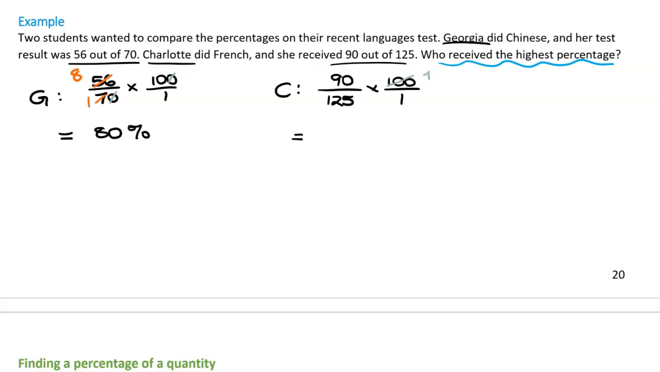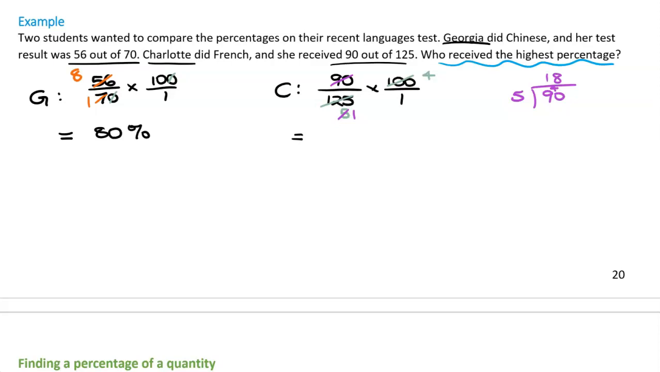25 goes into 100 4 times, and it goes into 125 5 times. Can't cancel anything else. No, I take that back. Yes, we can. 5 goes into 5 once. 5 goes into 90 one time, 4 remainder, 4 5s, 18. Aha. So we've now got 18 over 1 times 4 over 1.